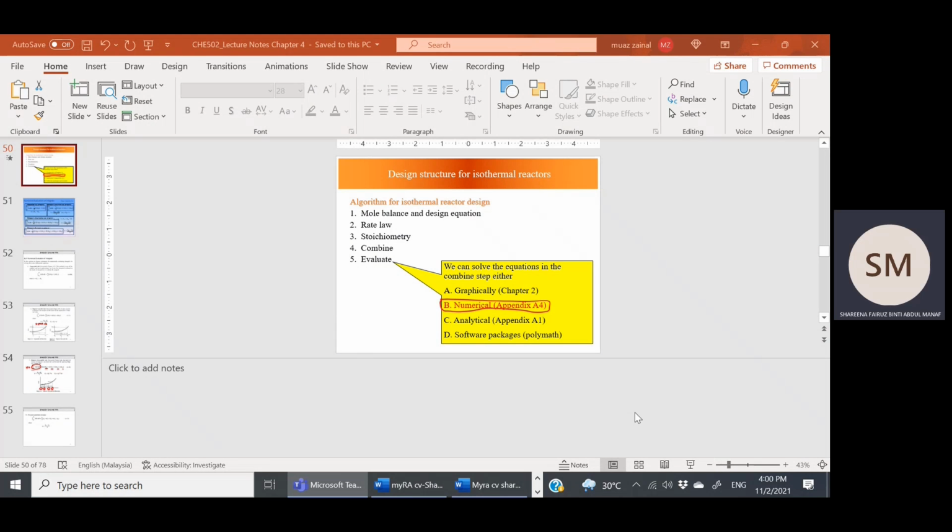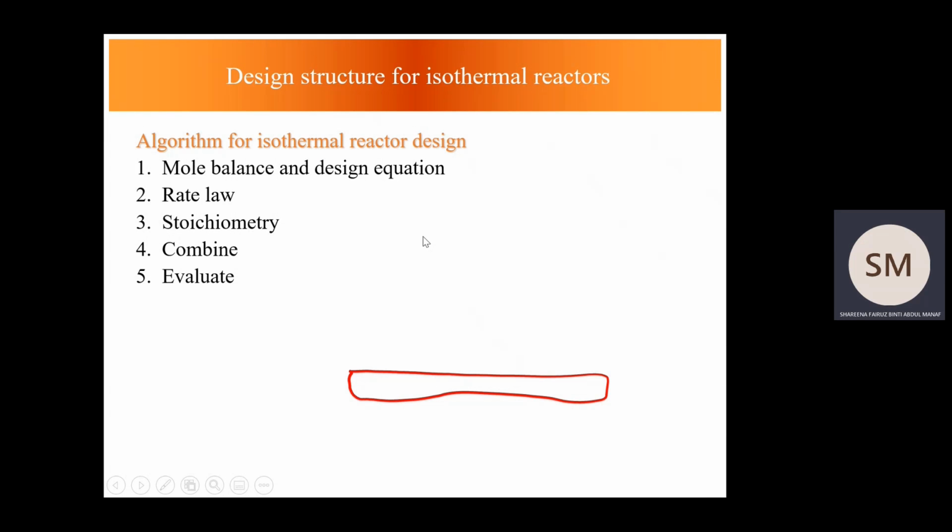Okay, so we start with the slide of designing structure for isothermal reactor. Okay, so the algorithm for isothermal reactor design includes, the first one, the mole balance and design equation, whereby it has the algebraic equation, function, and then integration and differential equation, and then the rate law, and then stoichiometry, followed by the combination from items 1, 2, and 3, and then you have to evaluate it to get the V or to get the T.